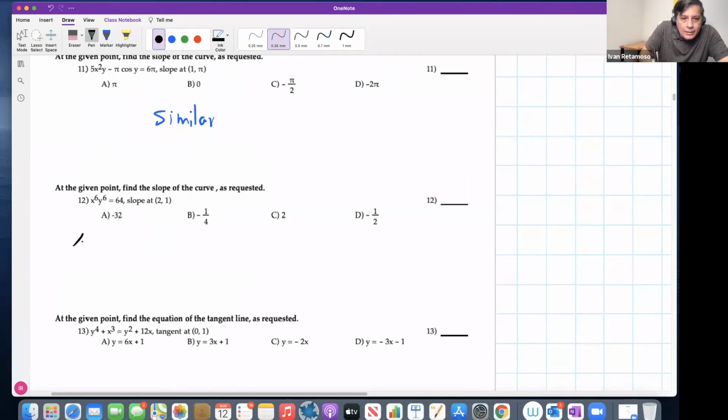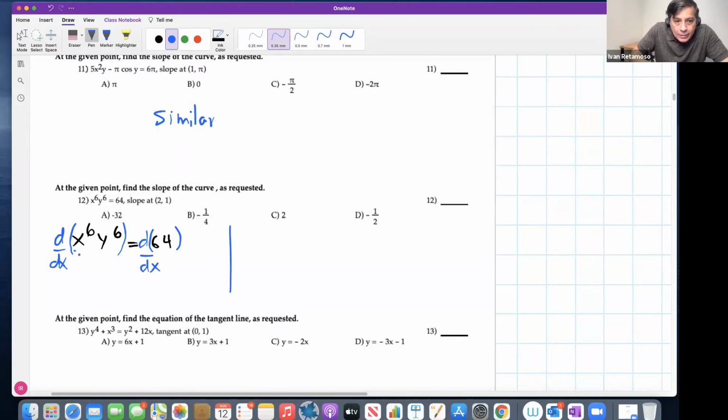So if we start with x to the 6 times y to the 6 equals 64, constant, right? And you take derivatives in both sides, right? Derivative of both sides of the equation. Derivative with respect to x here, derivative with respect to x here. What's going to happen? Here, you're going to have the multiplication of two functions, f times g, right? F times g. And you know that in order to take the derivative of the multiplication of two functions, you must follow the product rule, right? Which is this.